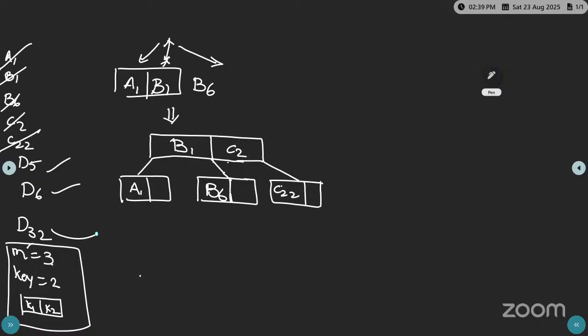C22 over D5 here. Then D6, not possible. And D5, most left, that's it. Any doubt? No. Must stop talking. I think you have already practiced many problems. We'll go for deletion.